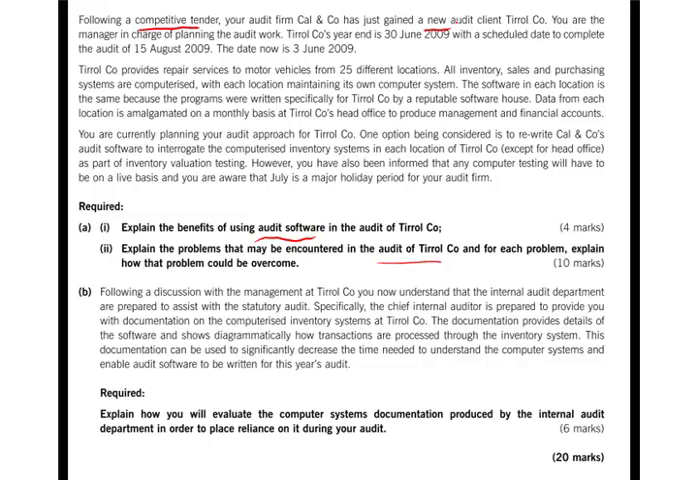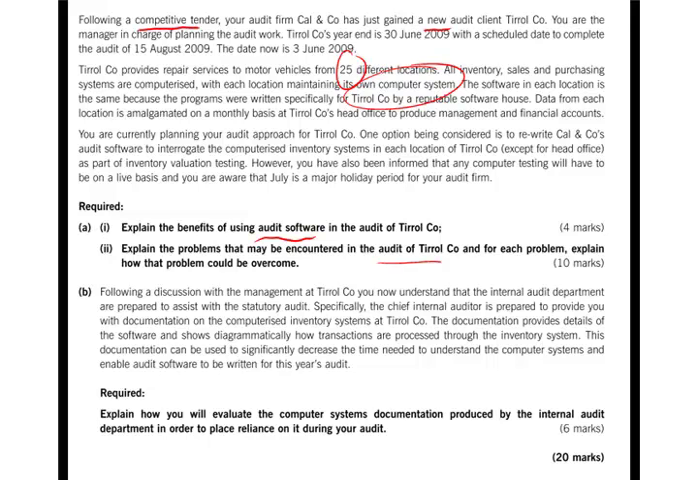It provides repair services to motor vehicles from 25 locations. And as soon as you have a business trading from 25 locations, the audit immediately becomes slightly more complex. There are 25 places that, for example, inventory can go missing. There are 25 places where probably accounting transactions have to be recorded. There may well be 25 computer systems. All inventory sales and purchasing systems are computerized, with each location maintaining its own computer system. So there we are. Multiple computer systems, potential for multiple breaches of security and errors.